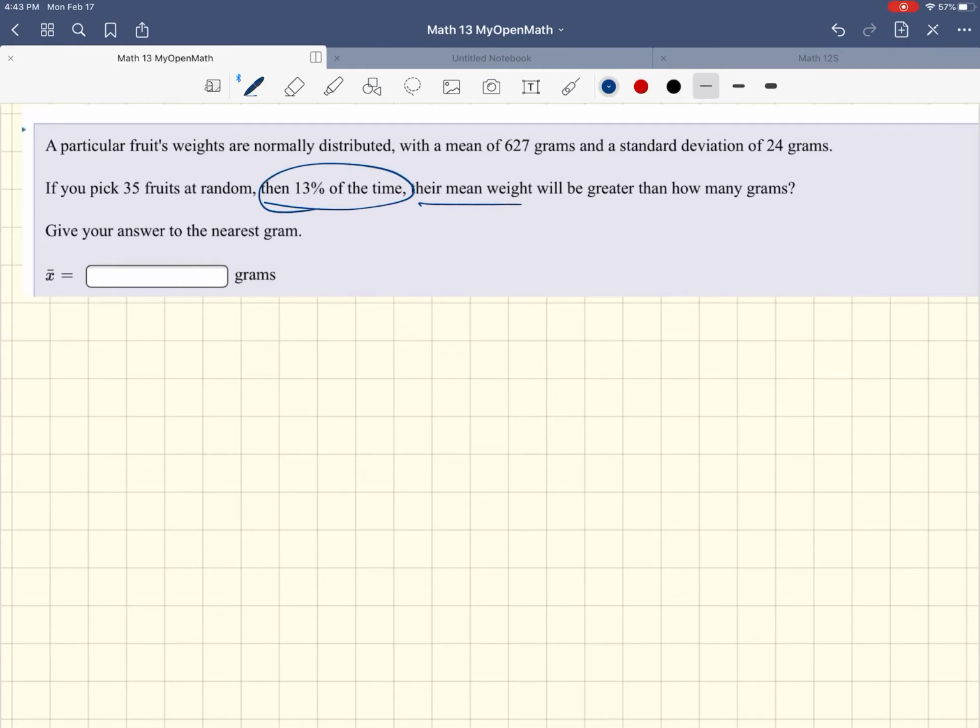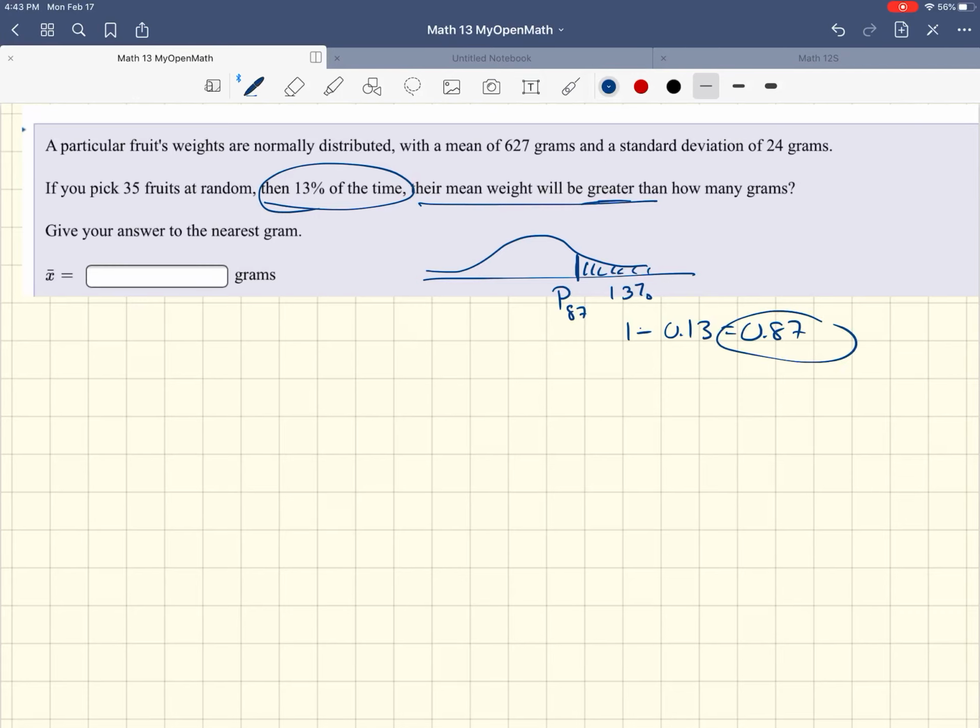The 13% of the time their mean weight will be greater than. That means if you're looking at the normal distribution curve, the 13% of the time their mean weight will be greater, that's this right here, the upper 13%. So that would be the 87th percentile. 1 minus 0.13 is 0.87.